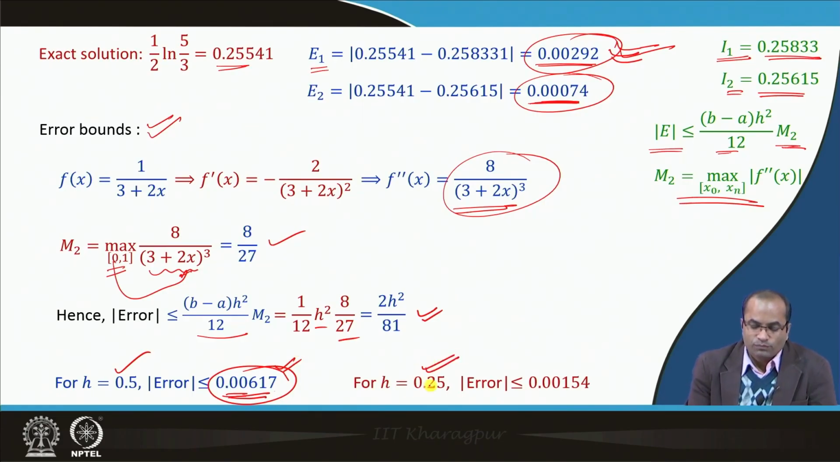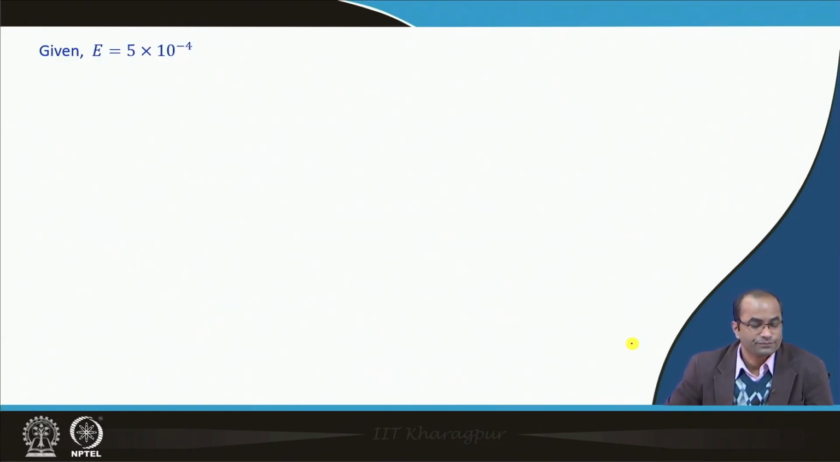When we take h equal to 0.25, the upper bound for the error will be 0.00154, naturally a smaller number than the case when h was 0.5, and this also meets the criterion that the actual error is smaller than this number.